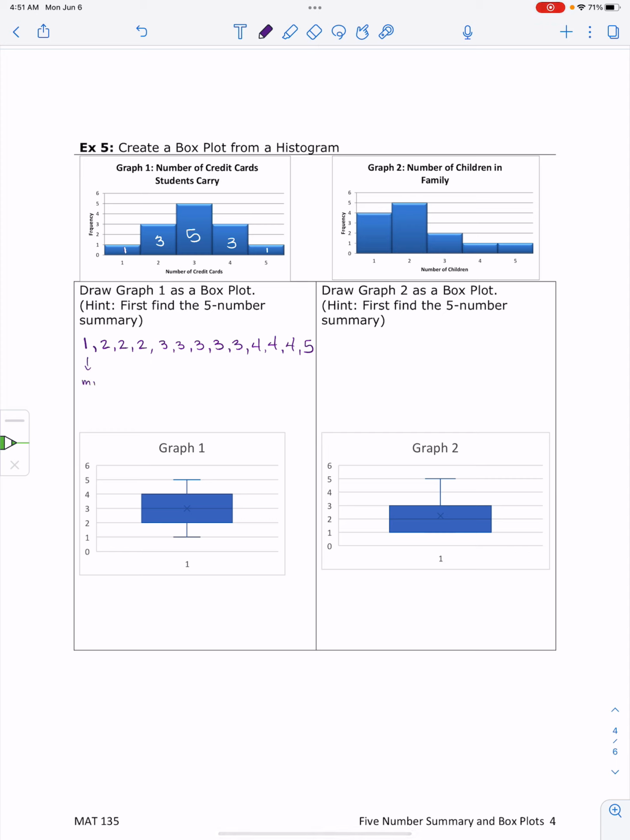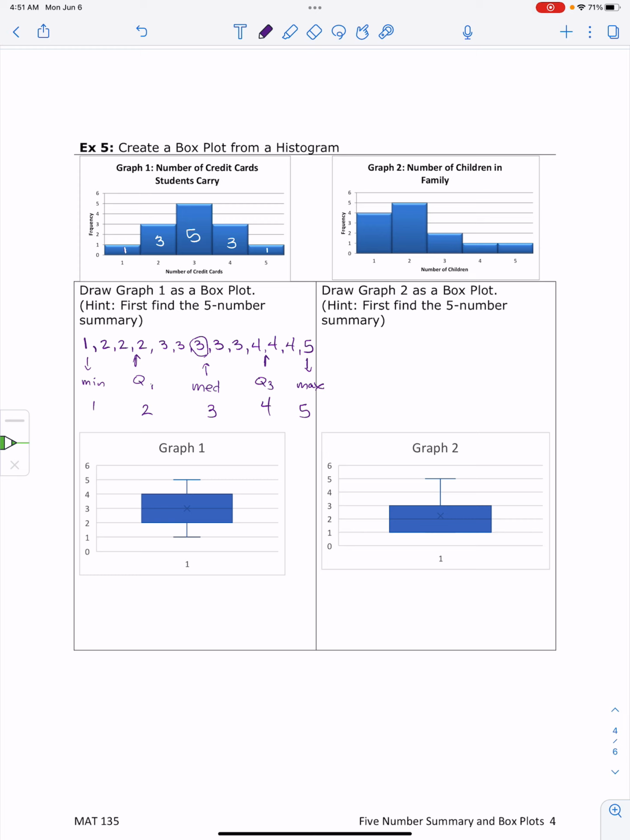Here's my min. Here's my max. Here's my median. Doesn't matter how many times that 3 happens, this is the one that's in the middle. Let's see, 1, 2, 3, 4, 5, 6. Here's where my Q1 is. I guess I should have labeled these as I went. And here's where my Q3 is.